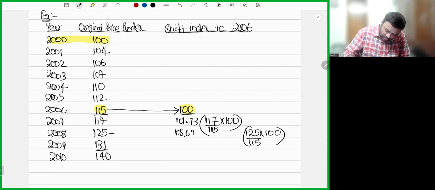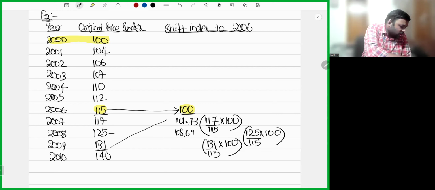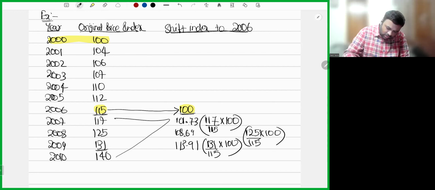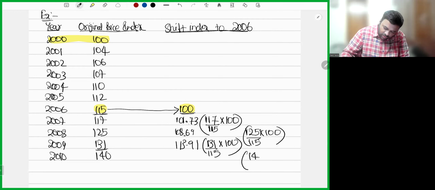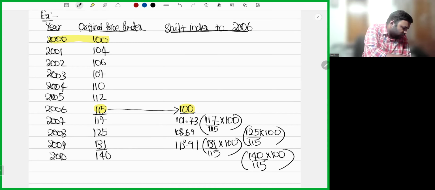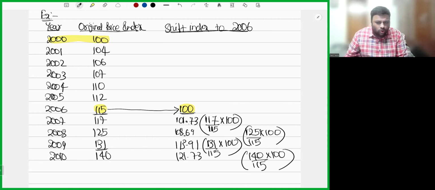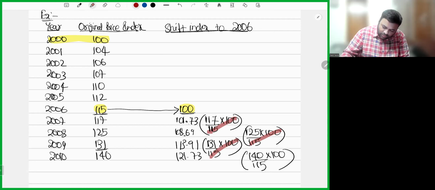Again, the same. For 115, it is 100. How much will it be for 131? Same cross multiplication: 131 into 100 divided by 115. It's 113.91. Here also the same idea, friends. 140 into 100 by 115. It's 121.73. Can you see here, everywhere 100 by 115 is the same.